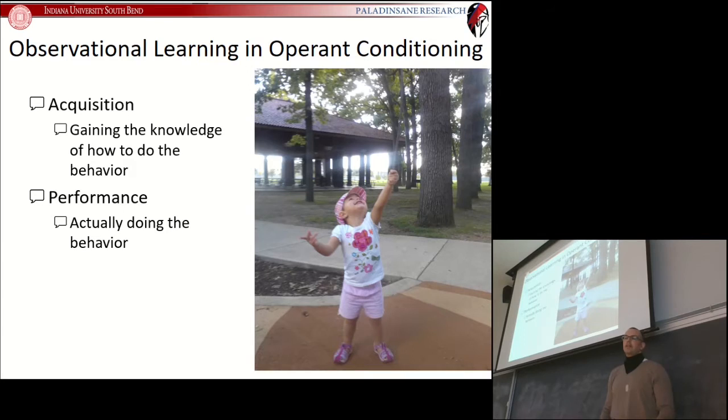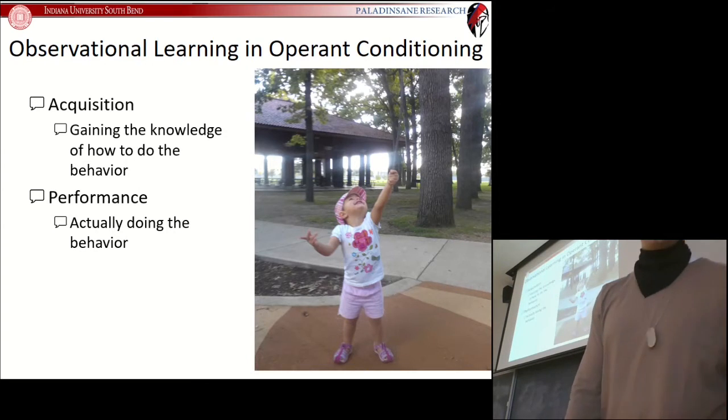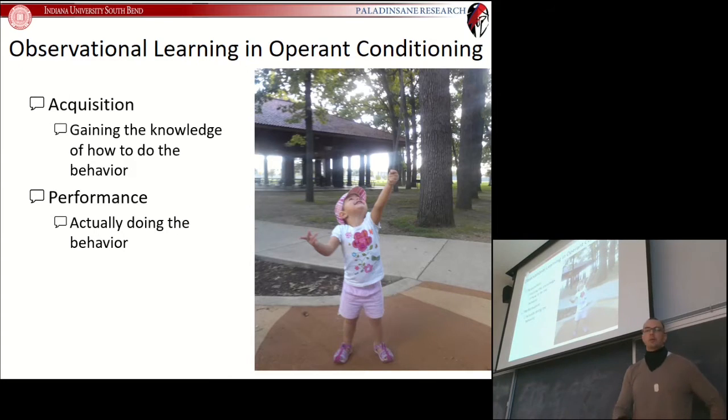The other aspect of it is the performance aspect of it. So this is the will you actually do the behavior. So there's reasons why Isabella chose to do this behavior, right? So once she learned it, once she's like, oh, okay, that's how you do it, the second half of observational learning is her actually going out there and saying, all right, now I will do it. Now I will perform that behavior. So the next time we meet, we're going to answer some of these questions about acquisition and performance.